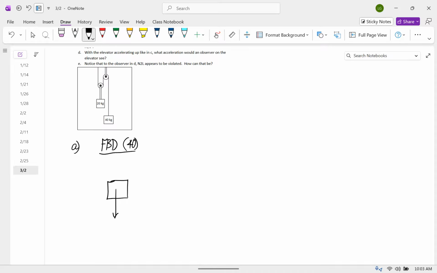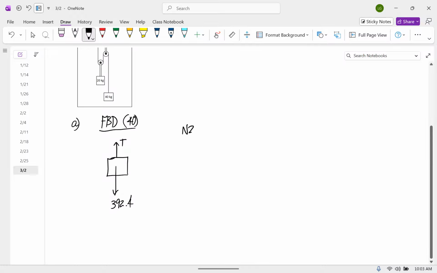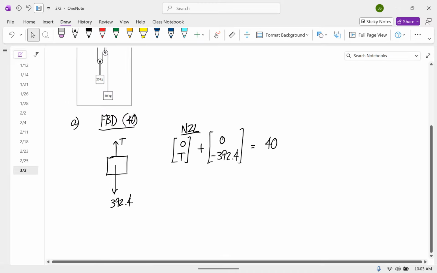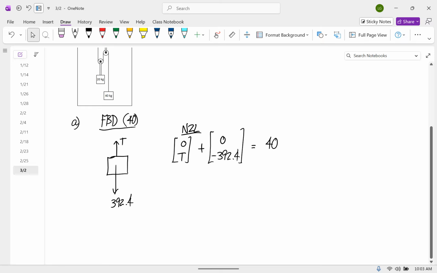So we have the weight down of 392.4. And then we have a cable force up. And so Newton's second law says 0T plus 0 negative 392.4 is equal to the mass times the acceleration. And we're just going to assume all this stuff is just going straight up and down. There's no acceleration side to side. I'm just going to call this 0A.